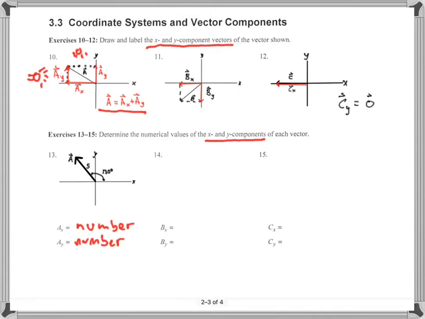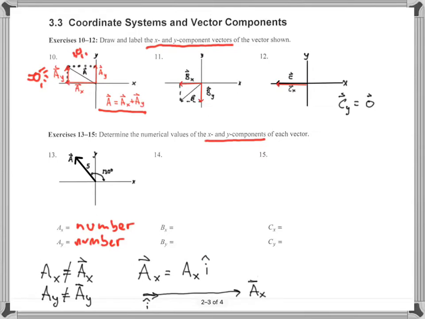Well, first of all, what we're going to calculate here for ax and ay is going to be some numbers, positive or negative, but they're numbers. So what is the difference between ax and ax vector? In other words, what is the difference between the x component of a and the x component vector of a? Same for the y. What is the difference between ay and ay vector? The difference is actually significant.